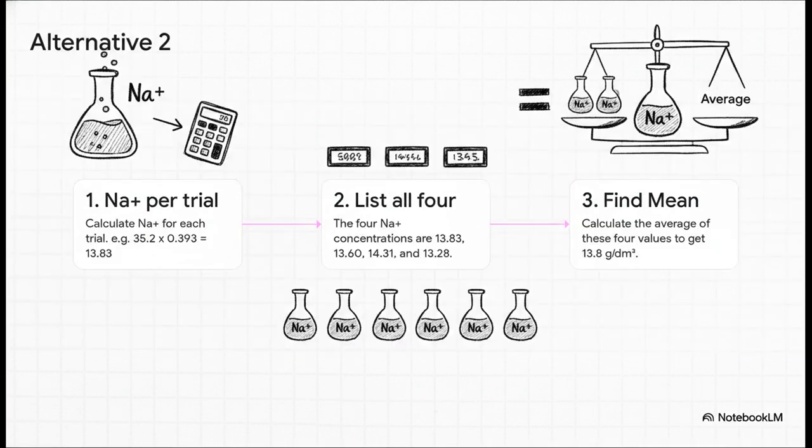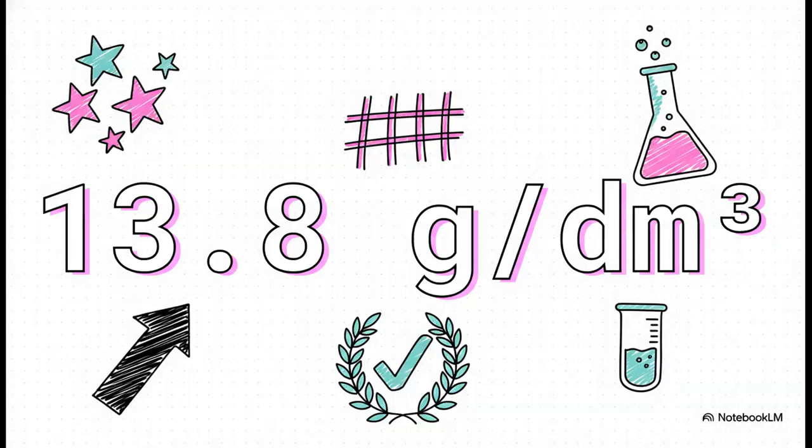See? You're doing the steps in a slightly different order, but you're heading to the same place. And finally, method number 3. This one kind of flips things around. Here, you calculate the sodium ion concentration for each trial separately. So you'll do 4 little calculations. Once you have those 4 numbers, you just find the average of them. Add them up, divide by 4. And what do you know? Whichever of the three paths you take, you land on the exact same answer, 13.8 grams per decimeter cubed. 4 marks in the bank? That's the beauty of it. There's more than one way to be right.